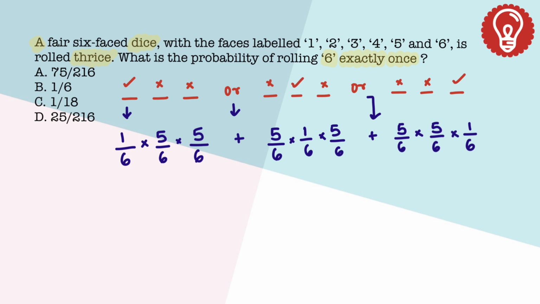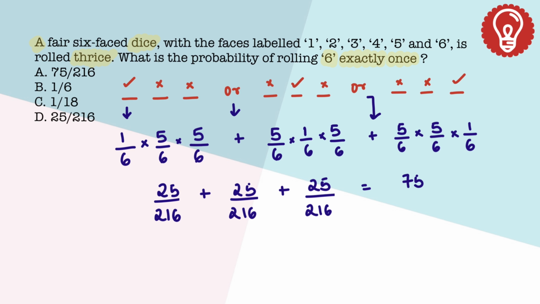Now it's just a matter of calculation. So let's take this as 25 by 216. This is again 25 by 216, and 25 by 216, which is 75 by 216. That's your answer.